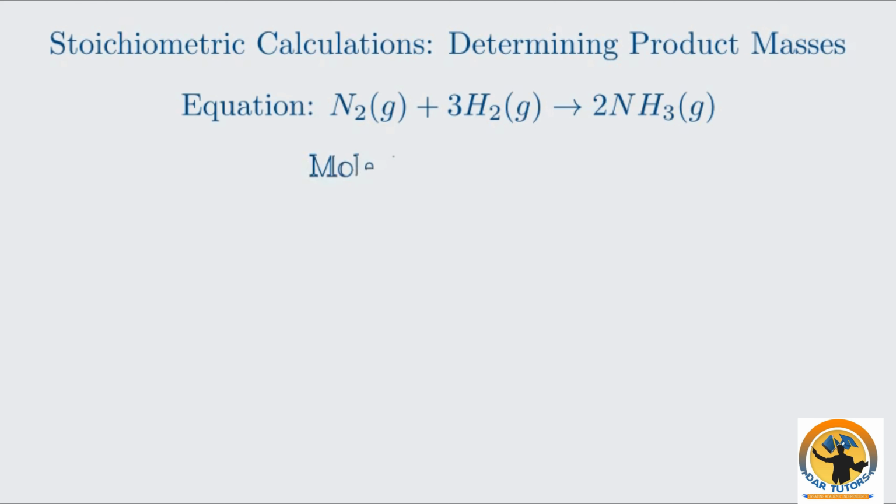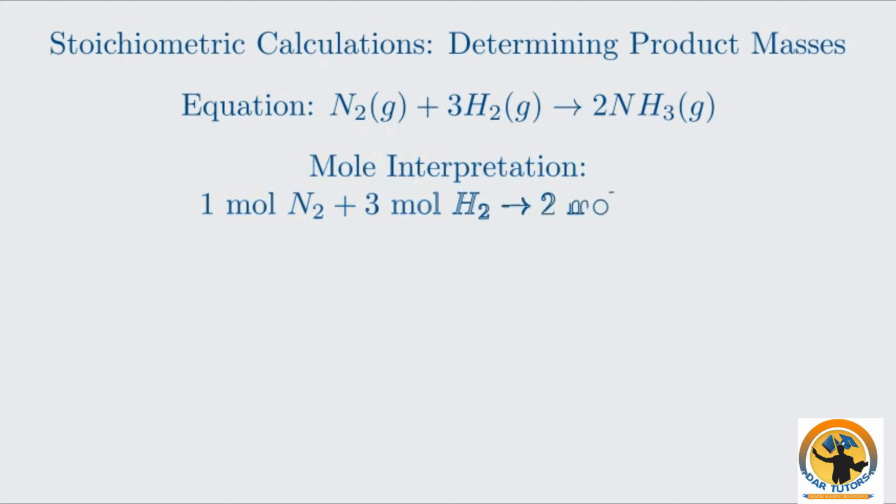This concept extends to moles. 1 mole of nitrogen reacts with 3 moles of hydrogen to form 2 moles of ammonia. This mole ratio is the cornerstone of all stoichiometric calculations. To relate moles to mass, we use the molar mass. The molar mass of N2 is 28.02 g/mol. For H2, it's 2.02 g/mol, and for NH3, it's 17.04 g/mol.